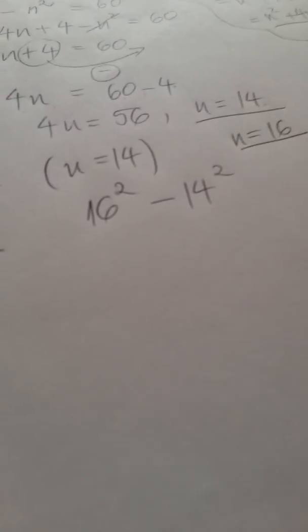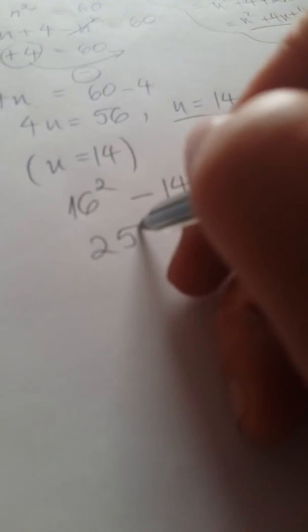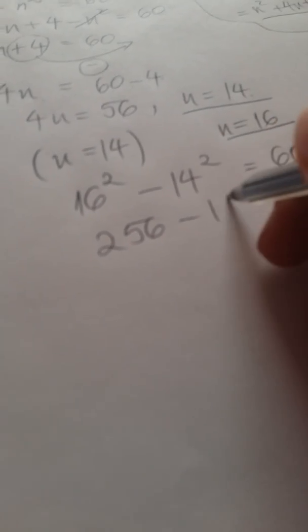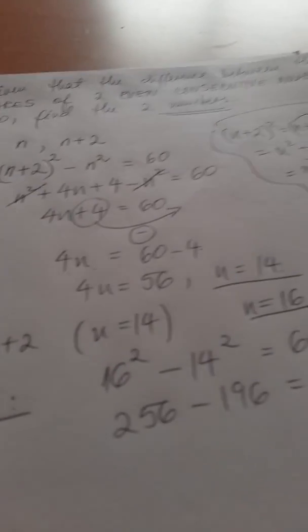So 14 add 2, which is 16. So 16 squared, take away 14 squared, and we need to make sure that that's equal to 60. So is it equal to 60? Now 16 squared is 256. Take away 196, and the answer is 60. So it does work. Okay? Thank you.